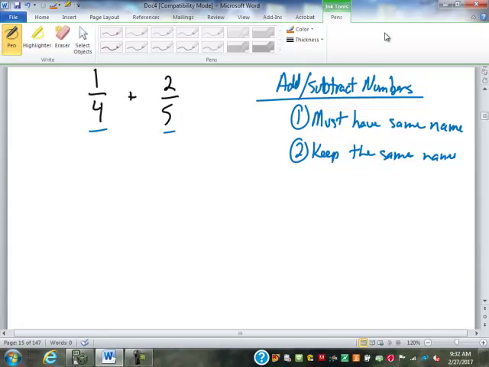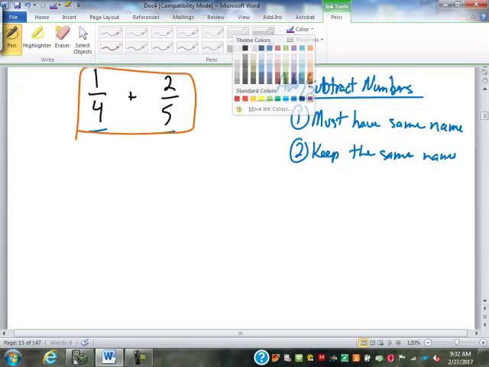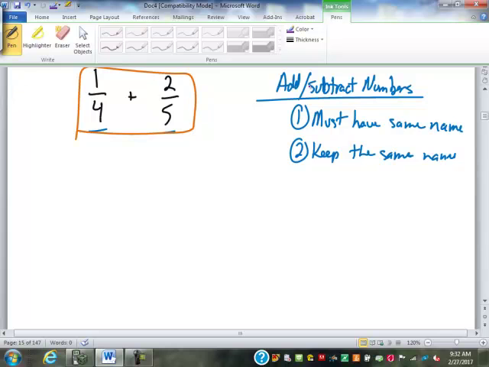So with something like 1/4 plus 2/5, first step is to figure out what that common denominator is, what that same name is going to be. So to do that, we look at the two denominators we have, the 4 and the 5. And there's a couple of ways we can go about this. The shortest way to do it is just multiply. 4 times 5 is 20. So we're going to have a common denominator of 20.